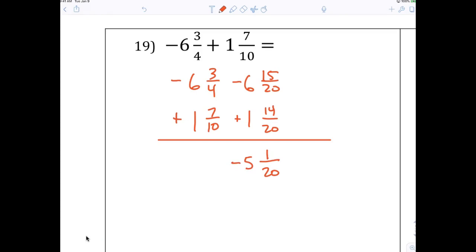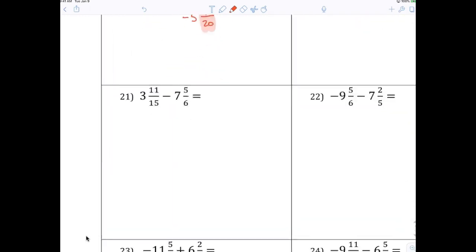Negative 6 plus 1, negative 5. Now, I'm going to say this one more time, even though you all know. Eyes up. Is 1 over 20 positive or negative? Negative. All right. Good job. It's negative, right? The negative out in front means everything is negative. That was a great response.